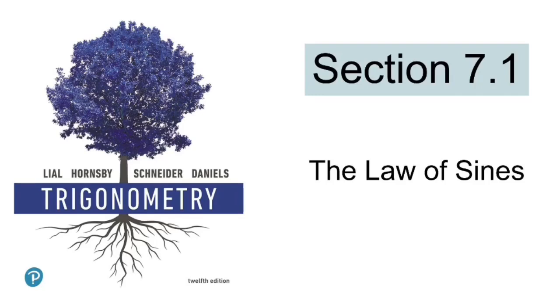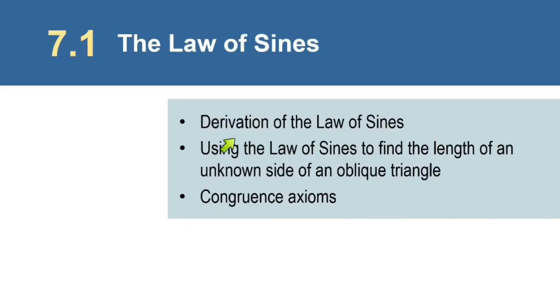Today we're in section 7.1 and we're going to be talking about the law of sines. So in this section we will derive the law of sines and see where it came from. We will also use the law of sines to find the length of an unknown side of an oblique triangle. And we will also talk about a few congruence axioms that we're going to need to think about before we learn the law of cosines in the next section.